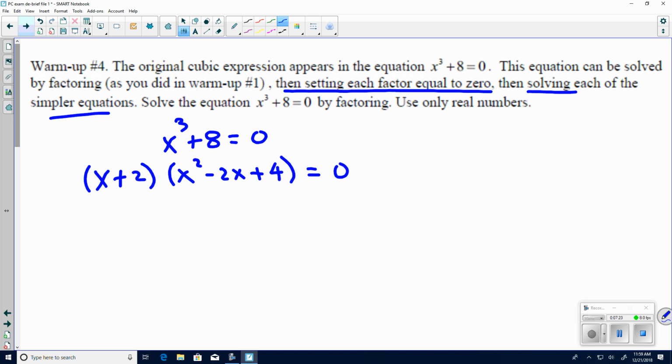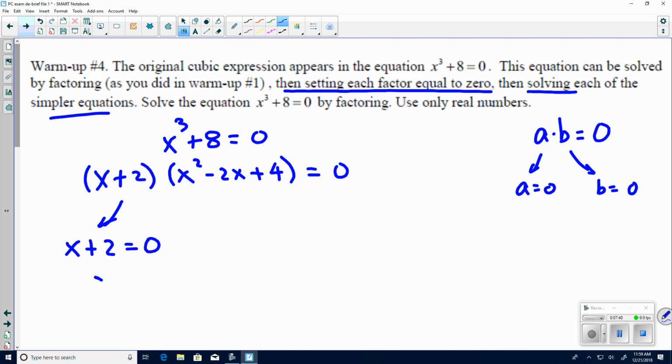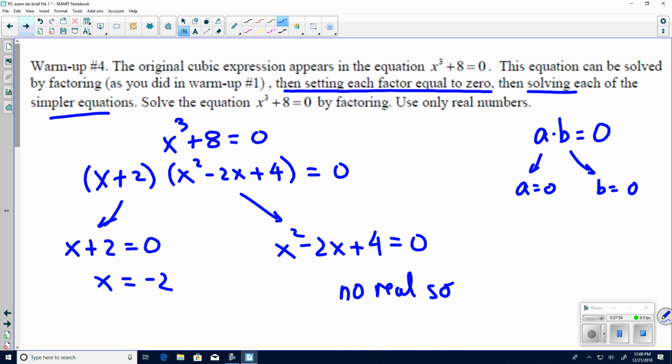We're using the zero product theorem here in algebra. It says that if two quantities multiply to give you 0, one of them has to be 0. Either a is 0 or b is 0. And so the two quantities here are the factors, so we set those equal to 0. x plus 2 is equal to 0, and then solve that simpler equation, and set this one equal to 0. But as we saw in the previous problem, this had no real solutions. So we're not going to have to bother about that. It does say use only real numbers. So yeah, the answer to that equation, or the solution, is x is equal to -2.